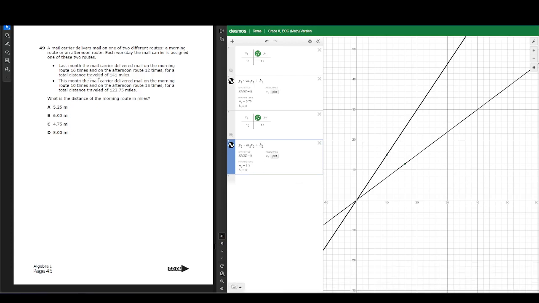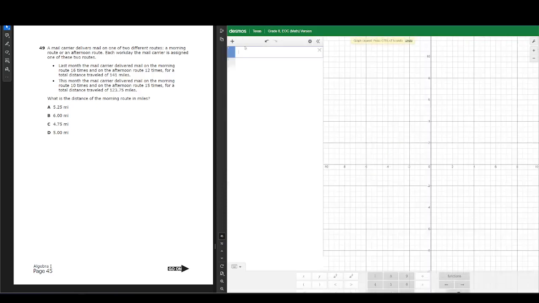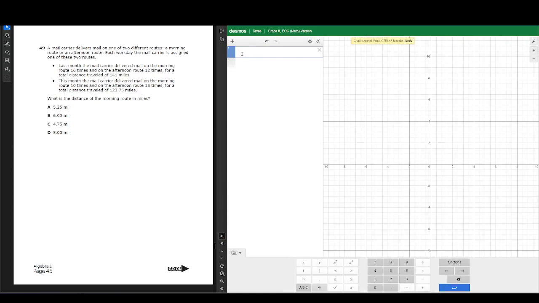And then what we're wanting is when the first one is at 141 miles. Can I change the color of these? Yeah. So when the black one is at 141 miles, we need to know when the other one is at 123.75 miles. I don't really like that. I think we're going to try a different approach and do this one more as a system. I don't think regression is the right thing to help us here. So let's write these as two equations.